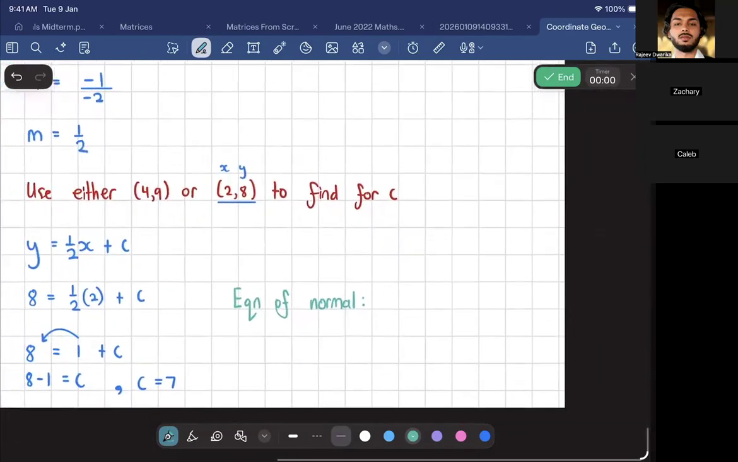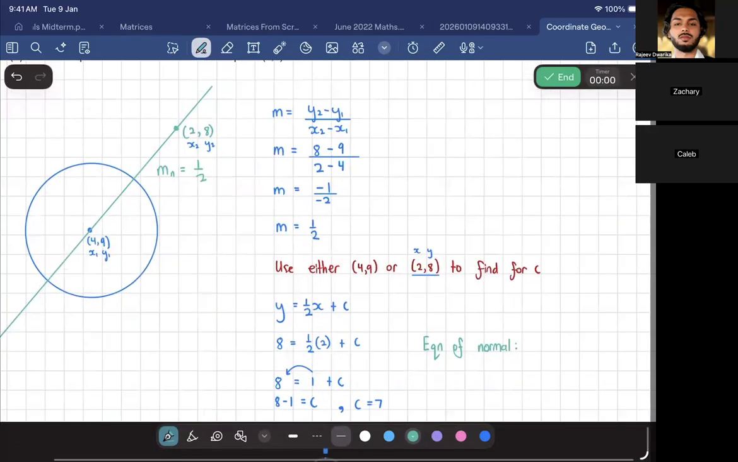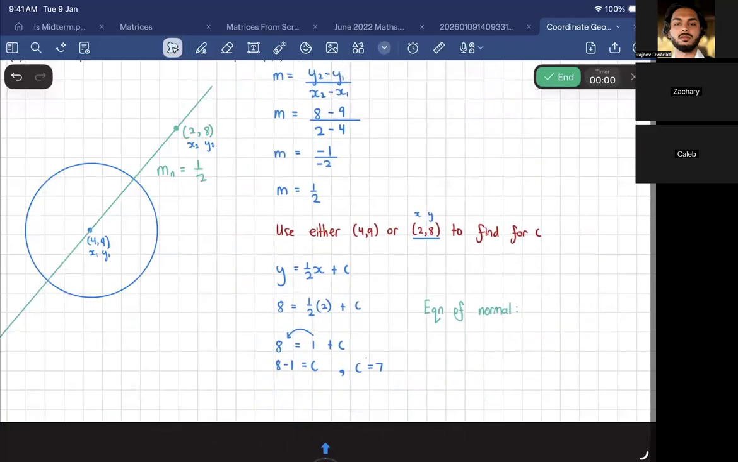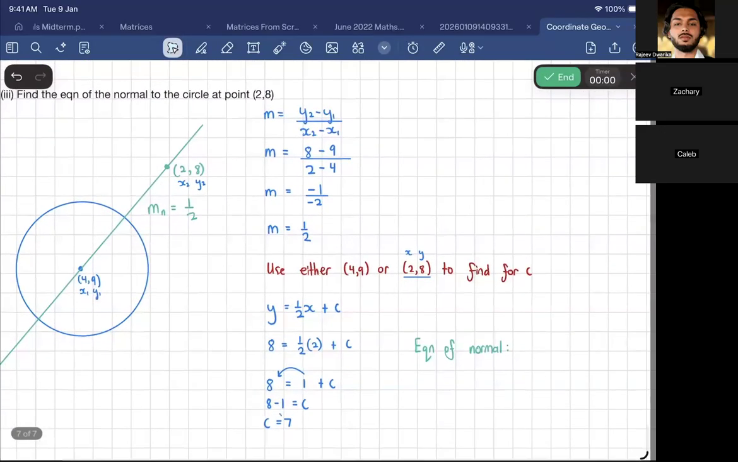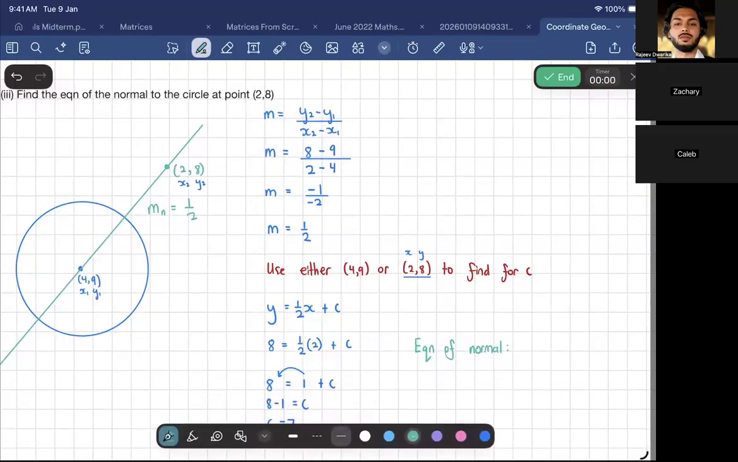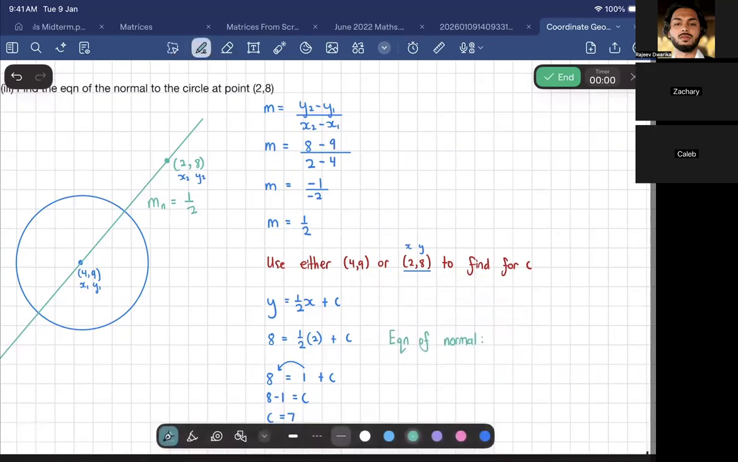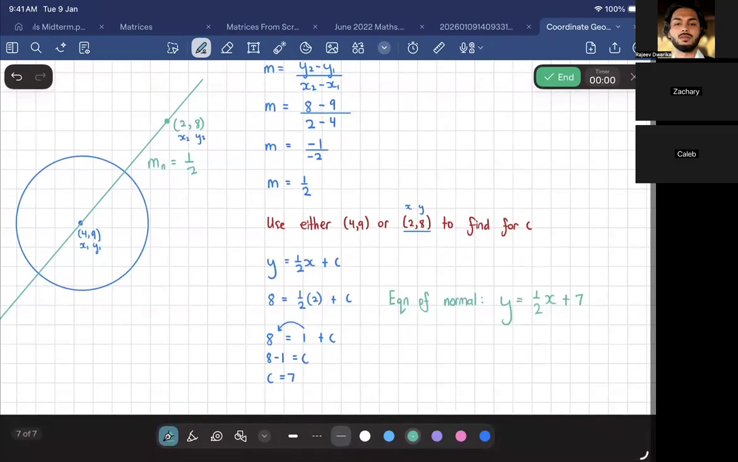So tell me, Caleb, what is the equation of the normal there? Caleb? I put it in y equals mx plus c. Yeah. So you know what m is? y equals half x plus 7. Yeah. So y is equal to a half x plus 7. Zachary, you understood every bit of that?